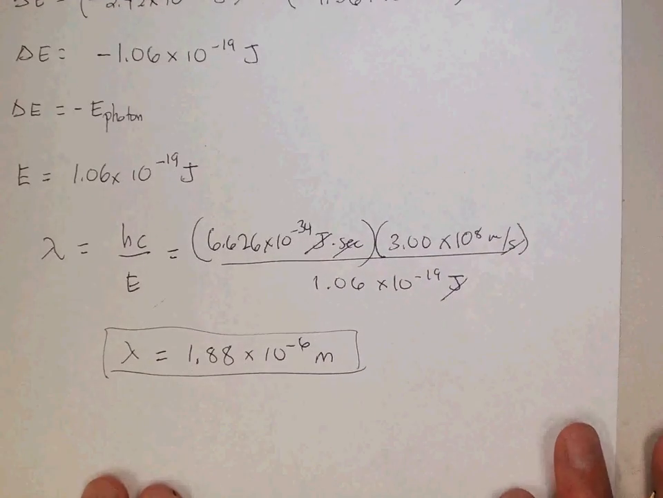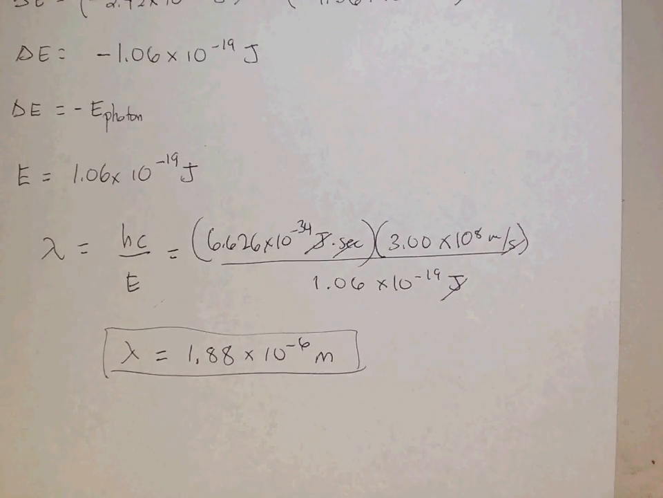Now, we have one last thing to do, and that is we'd like to predict what kind of wave this is. If it's visible, what color? If it's not visible, is it longer than the visible spectrum and therefore infrared, or smaller than the visible spectrum and therefore ultraviolet, or UV?